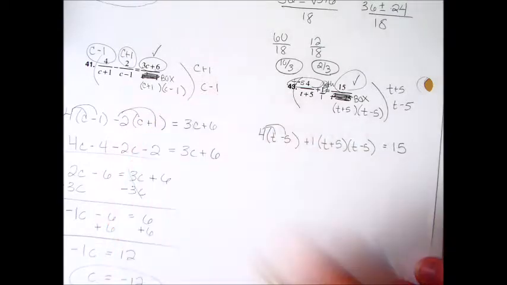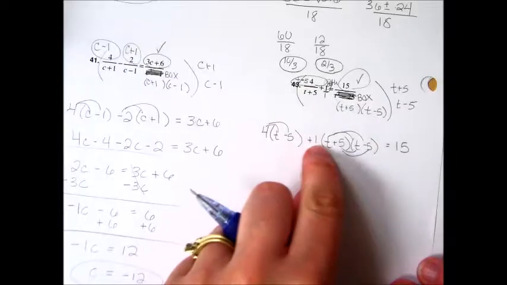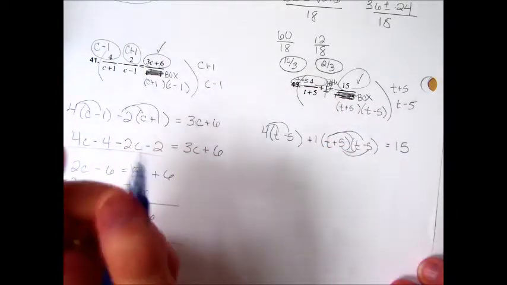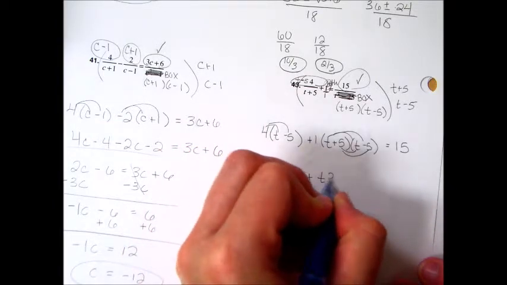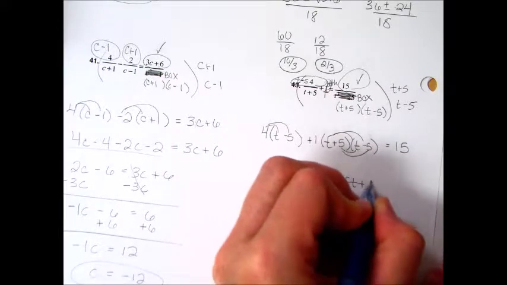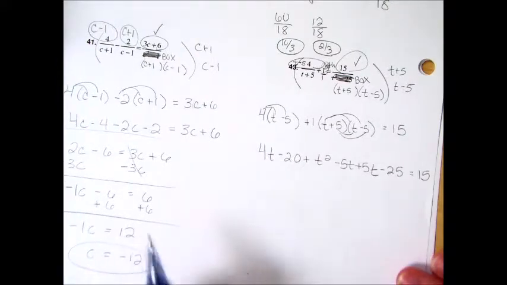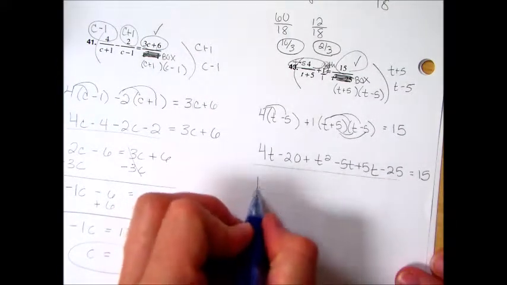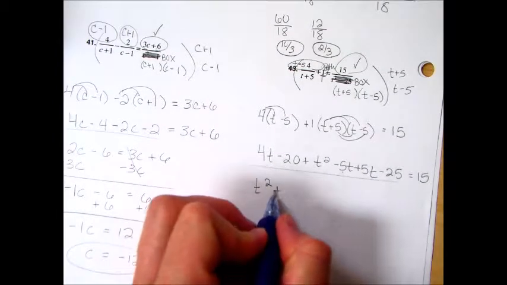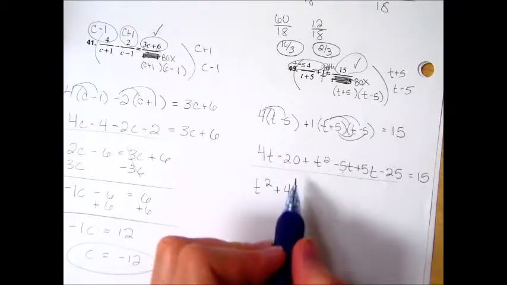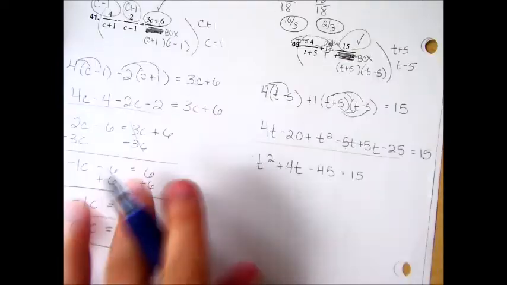We have a lot of distributing to do on this side. 2 arcs there, 1, 2, 3, 4 arcs there. And the good news is, since it's a 1, this is not going to affect anything else. So that's 4t minus 20 plus t squared minus 5t plus 5t minus 25 equals 15. I'm going to clean this side up a little bit. That's going to be t squared. Let's see, 4t minus 5t plus 5t. That's going to make a 4t. A minus 20 and a minus 25 is a minus 45 equals 15. So I cleaned that side up.